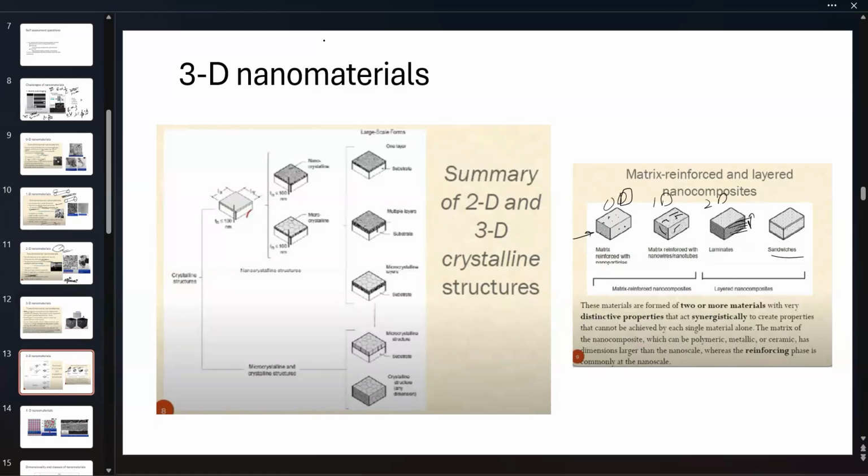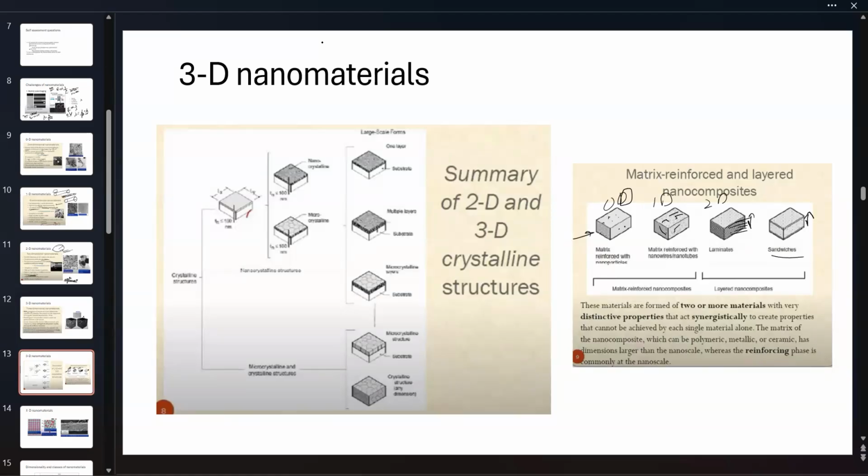Finally, you can also have sandwiches. So in the middle, you have a thick bulk material. On top and bottom, you have two nano thin films or nanofilms, films in nanometer scale. So again, you get a bulk nanomaterial. It has nanofilms on either side.